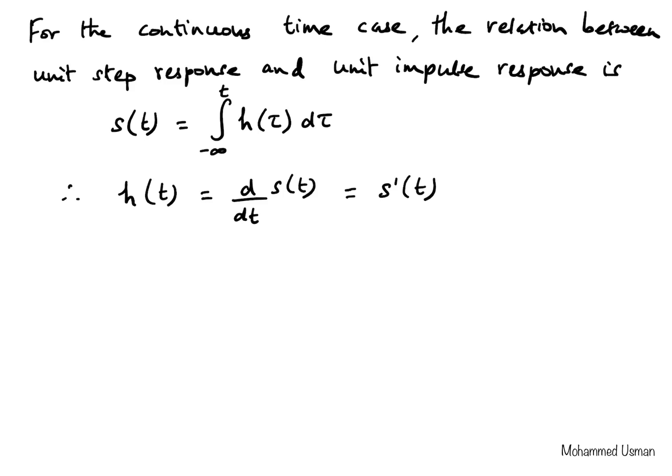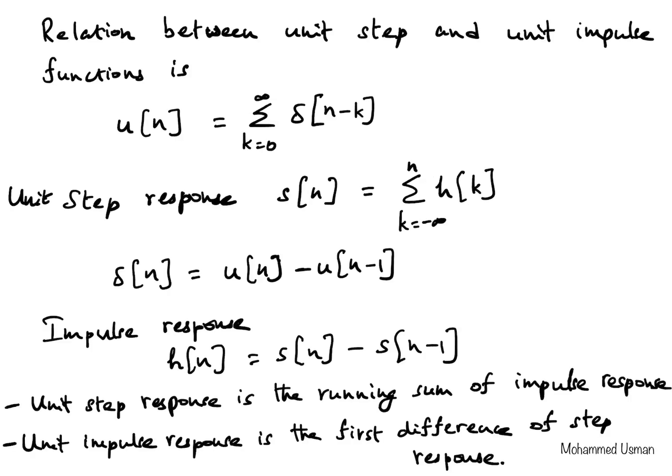Now we have a relationship between the unit step response and the unit impulse response for the discrete time case as well as the continuous time case. For the continuous case, the step response is an integral of the impulse response, and the impulse response is the derivative of the step response. In the discrete case, the step response is a running sum of the impulse response, and the impulse response is the first difference of the unit step response.